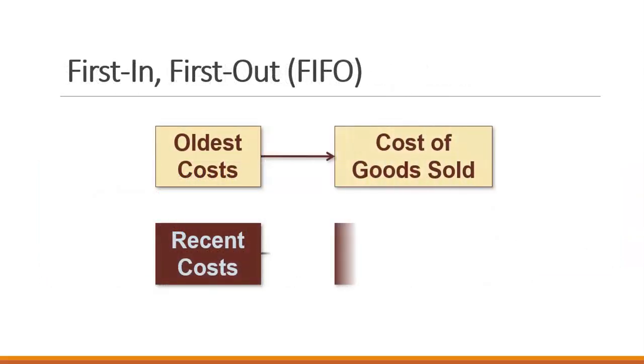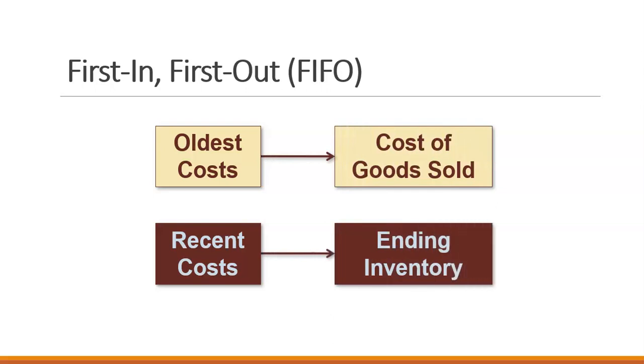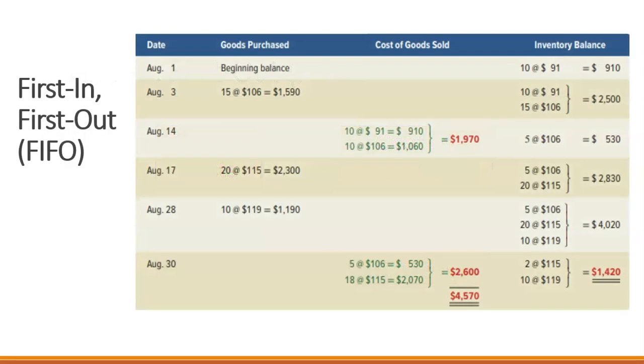Okay, first in, first out. In first in, first out, our oldest costs of inventory end up on our cost of goods sold, and the more recent costs end up on our inventory. So what that looks like is, we had 10 in our beginning inventory, and then we bought 15 more. So now we own 25, 10 with a value of $91 and 15 with a value of $106.